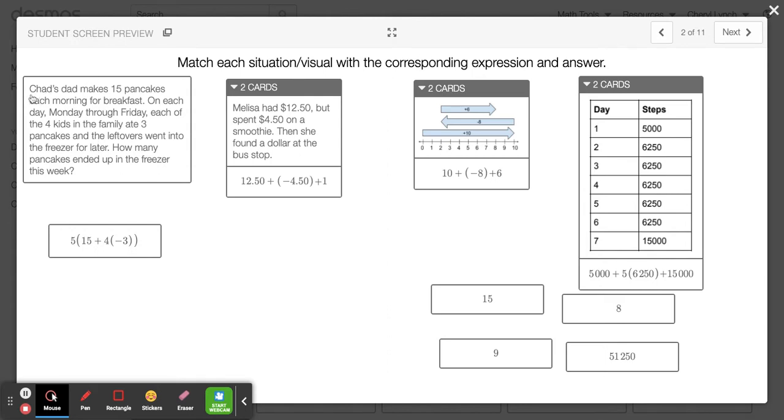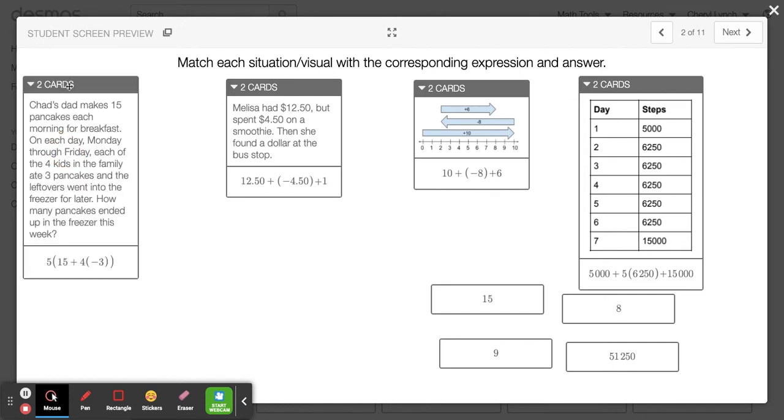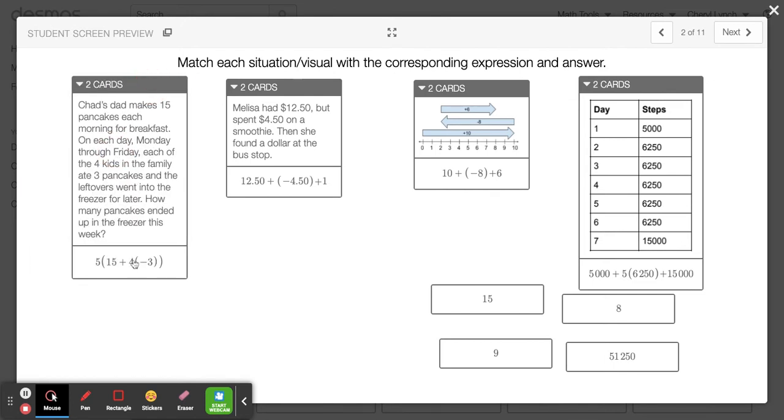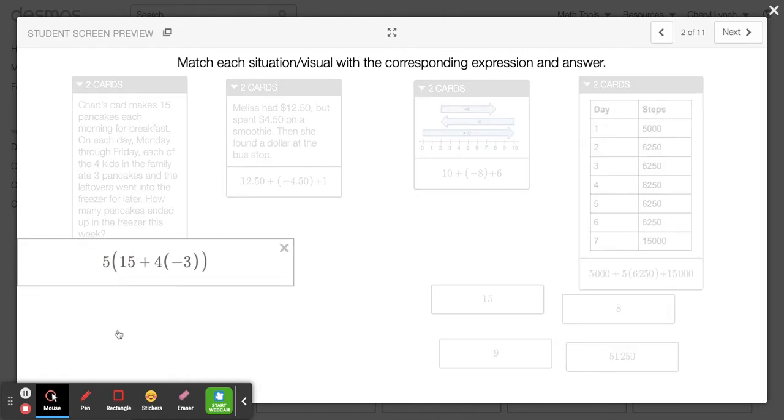4 kids in the family ate 3 pancakes. Oh, let's go back up to the top actually. Chad's dad makes 15 pancakes. So I know I start with 15. Then I'm going to say 4 kids each ate 3 pancakes. So 4 times negative 3 because they're eating it. And I add that to the 15. Multiply that whole thing by 5 because that's going to give me what ends up in the freezer per week. Okay, let's actually zoom in on this one and go ahead and solve it so that we can see what our final solution is.